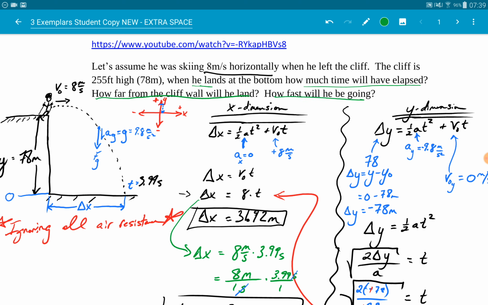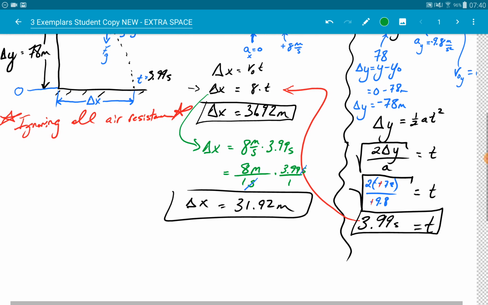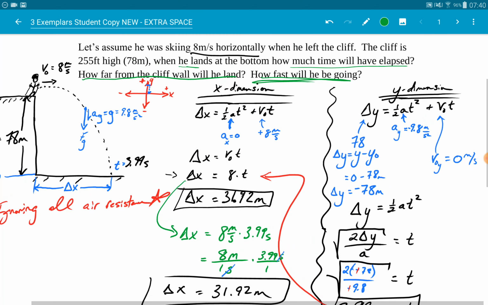But how fast will he be going? We haven't answered that yet. Forgot about that. Oh, man. Let's go and do that. So how fast is he going to be going? Let's think about that now. He's moving to the right at the beginning, and then as he goes along, nothing's speeding him up or slowing him down in the horizontal dimension. So that should be constant in the horizontal dimension.